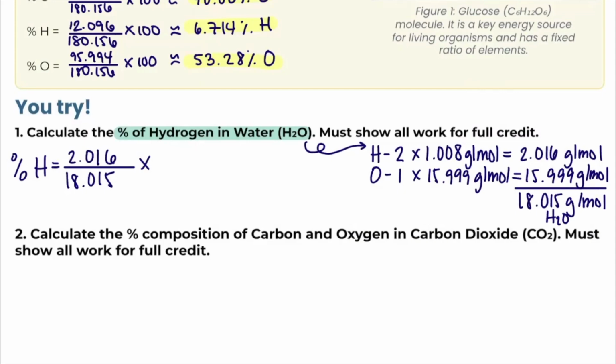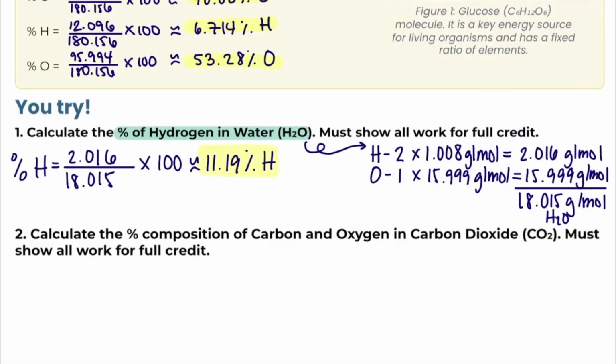Going ahead, we're going to divide 2.016 divided by 18.015. Multiplied by 100, and you end up getting 11.19% of hydrogen, which is telling us that water is about 11.19% hydrogen by mass. That's what this is saying.